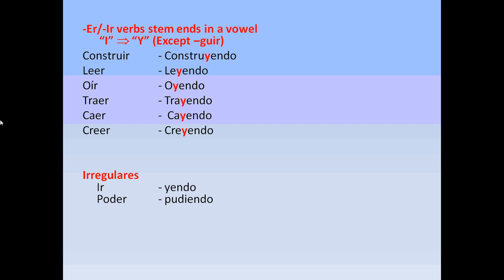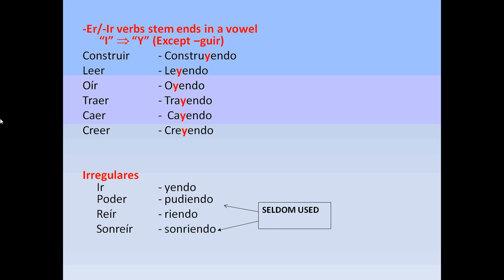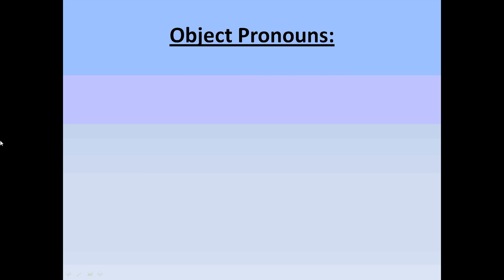Here's some irregulars. These irregulars aren't used that often. All of these irregulars: ir, poder, yendo, pudiendo, riendo, sonriendo. Reír is to laugh. Sonreír is to smile.